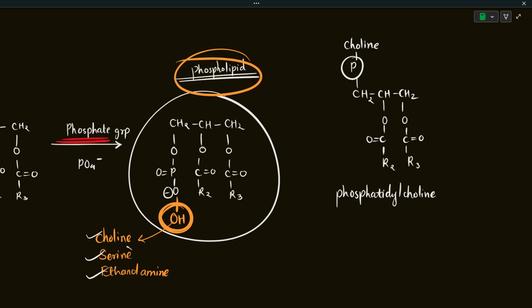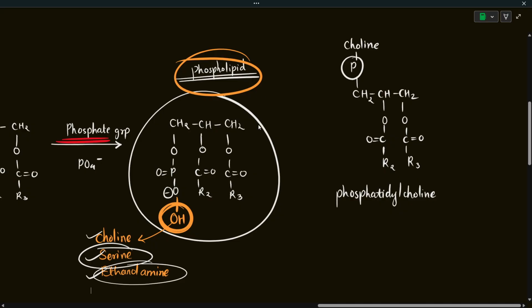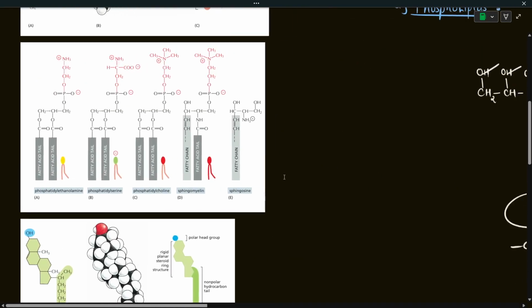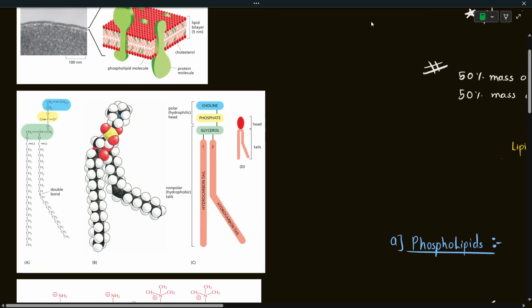If we add serine on that, and if we add ethanolamine over there, it will be called phosphatidylethanolamine. Okay, so I hope the structure is clear to you all. Let's take a look at the schematic of the structure. So here, now you can see it has a glycerol backbone and two fatty acid chains attached. To the third carbon of the glycerol backbone, there will be a phosphate group attached, and here this is the choline group which is attached to the phosphate group. That is why this is phosphatidylcholine.